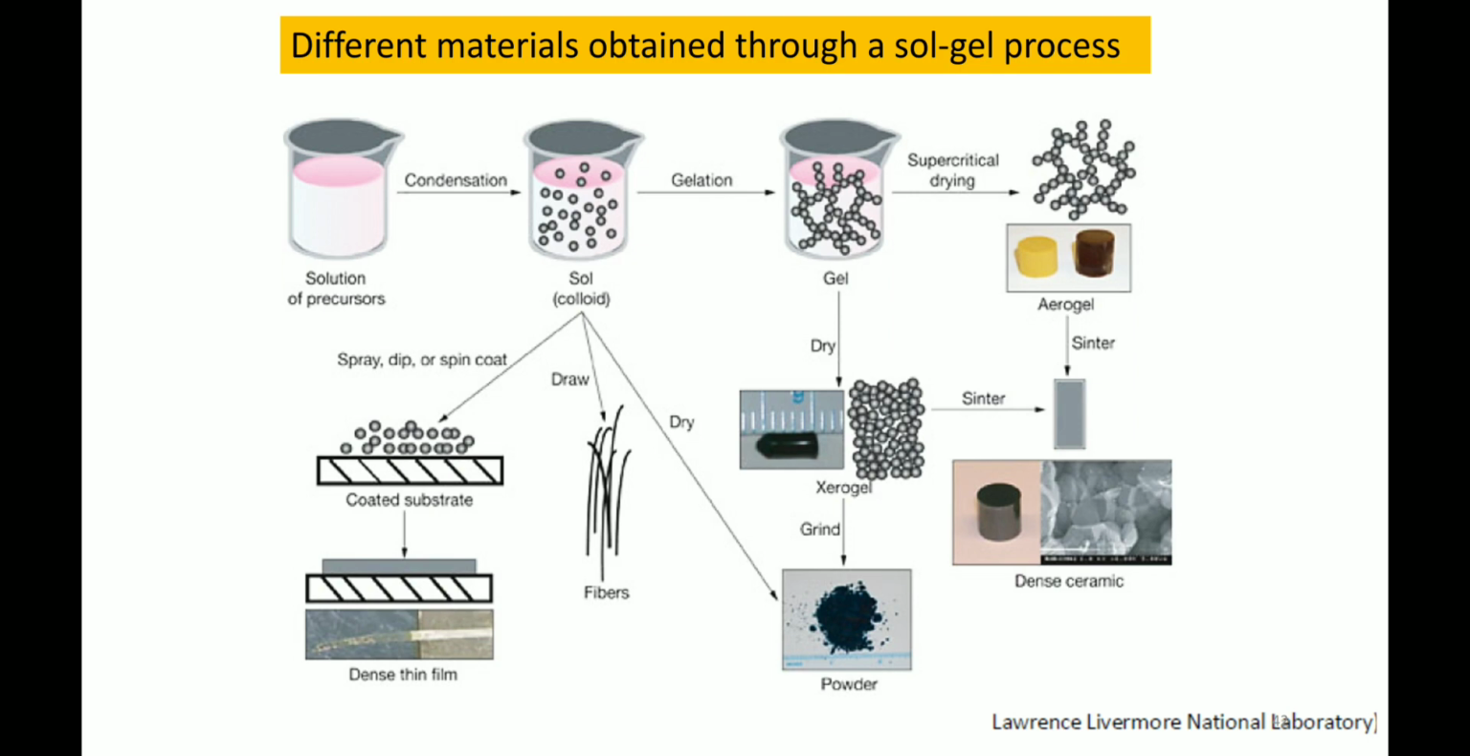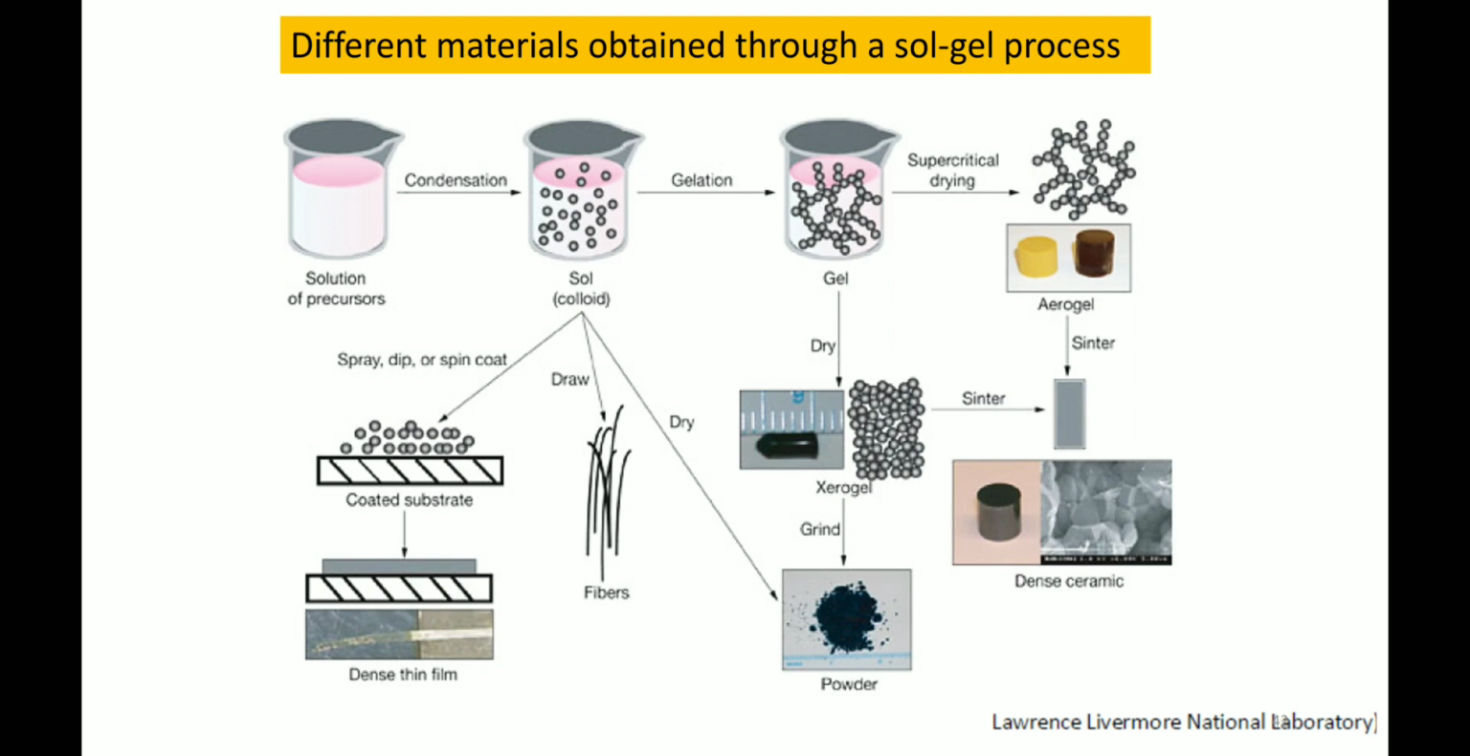Okay, so aerogel is a material which can be synthesized by using this sol-gel technique. In addition to this aerogel, we have also seen that this gel can be converted into xerogel, and if you grind that xerogel, then the final product is in the form of powder. Or that xerogel you can also sinter in order to get a dense ceramic. Okay, so these are the ways by which you are able to make a xerogel, powder, or aerogel.